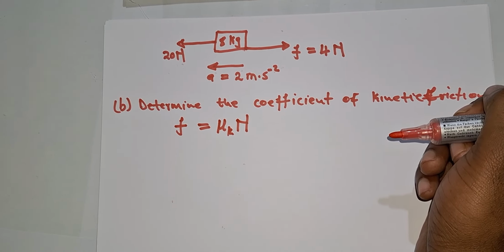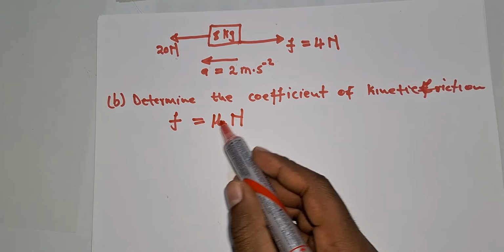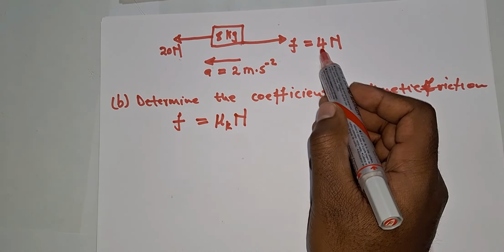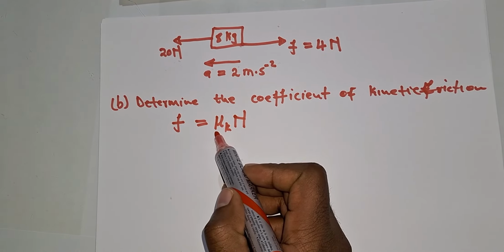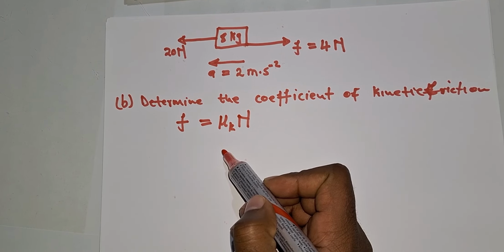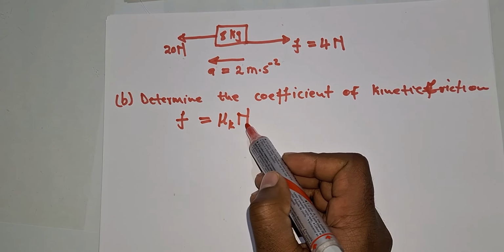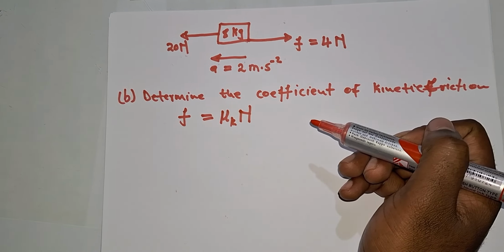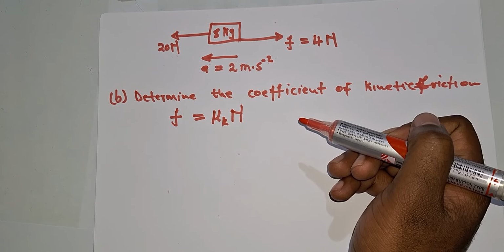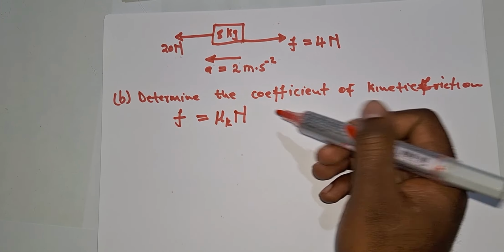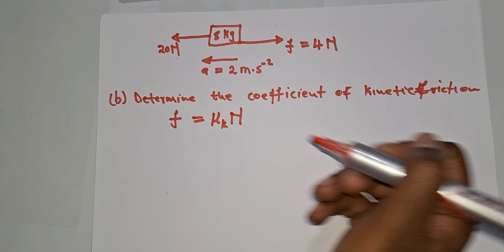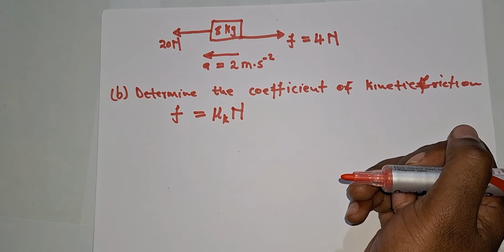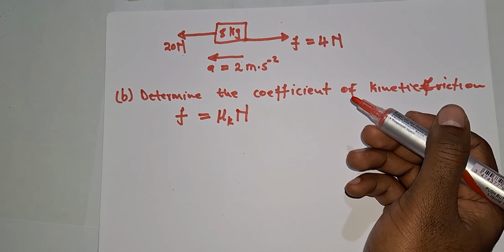Looking at this equation, we do have the frictional force that we determined, which was 4 newtons. The kinetic friction, we are looking for. What about the normal force? Are we given any values of the normal force? In this case, no. So we have to determine the normal force before we can continue to determine the coefficient of kinetic friction. How do we do that?